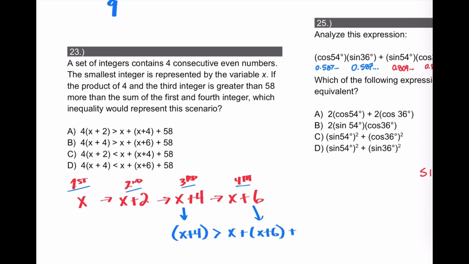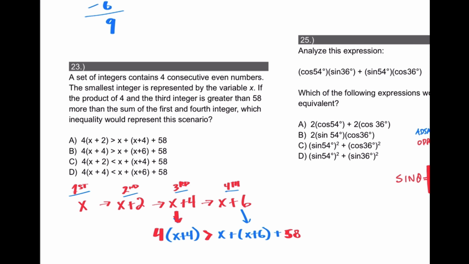So when it says the product of 4 and the third integer, my third integer there is x plus 4. I've highlighted that there. We're going to say 4 times x plus 4 is greater than 58 more than the sum of the first and fourth. So you can see I've added the first and the fourth there. We're going to add 58 on there. Which inequality matches that? I'm going to look at what I've written, compare it to what is above, and it looks like D is the correct answer. The 58, they might have had that here instead of at the end. So you just have to be careful and read them accordingly.